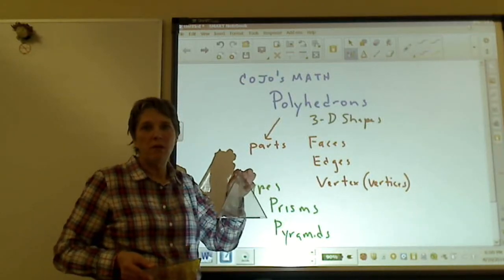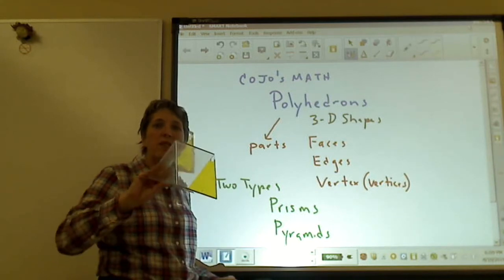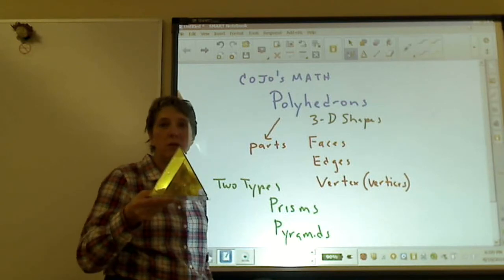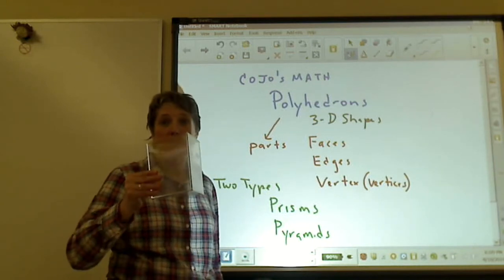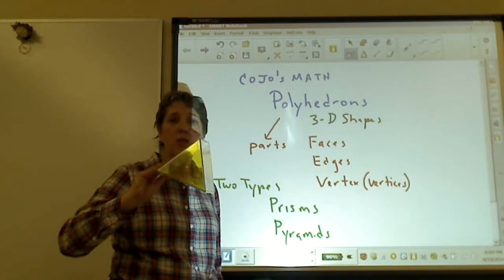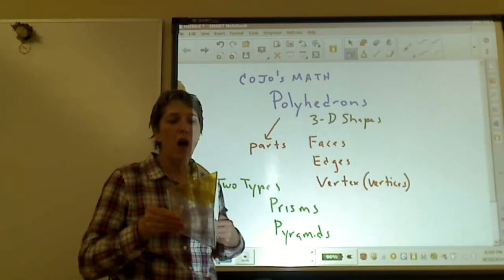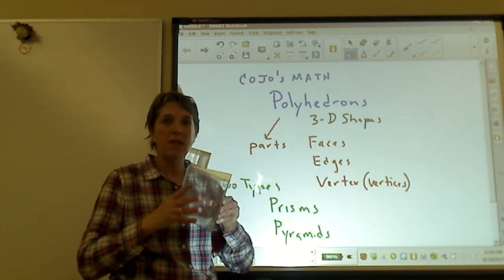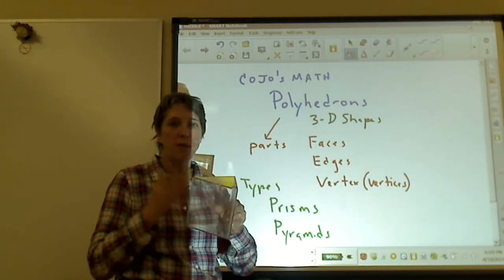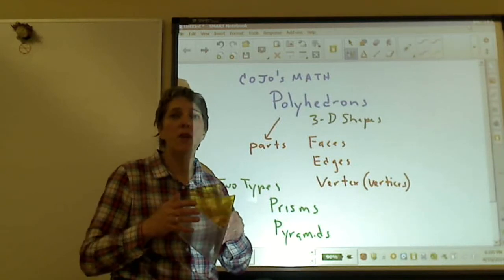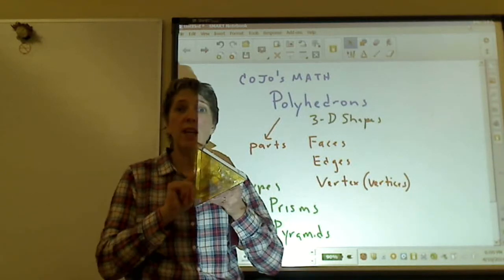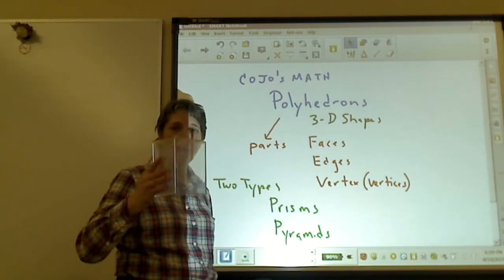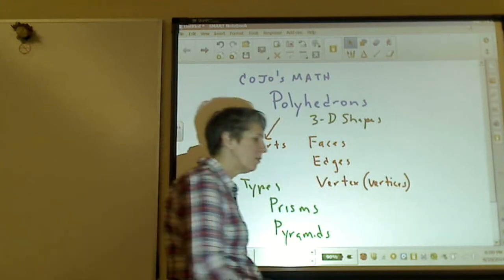Pyramids come to a point. Prisms have the same shape on both ends of the base. So this would be called a triangular prism because there's a triangle on the top and a triangle on the bottom. You wouldn't call it a square or rectangular prism because it's not opposite. This is like a tent, so it wouldn't be opposite. The way you name a polyhedron is by what shape is on the opposite ends that's the same shape. So this would be a triangular prism. You might stand it up like this, but it's still called a triangular prism.